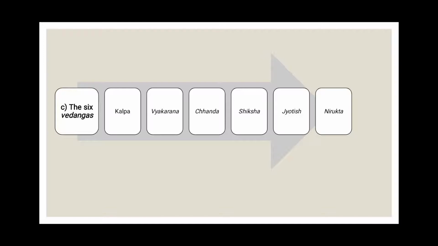They are: first, Kalpa, that means art; Vyakran, which means grammar; Chanda, which means couplet; Shiksha, which means education; Jyotish, which means astronomy; and Nirukta, which means reason.